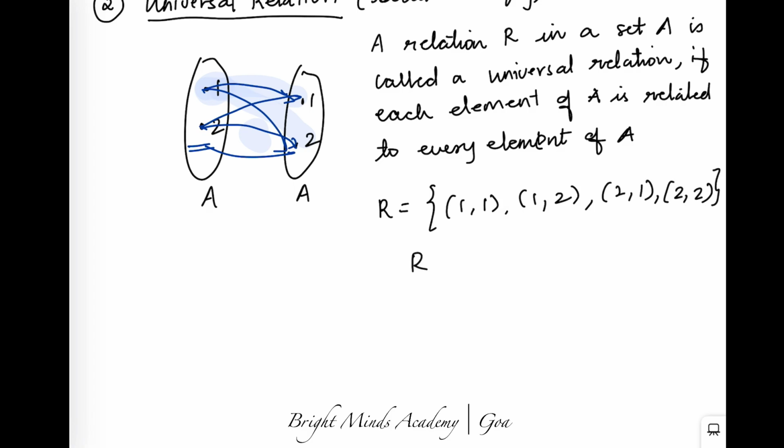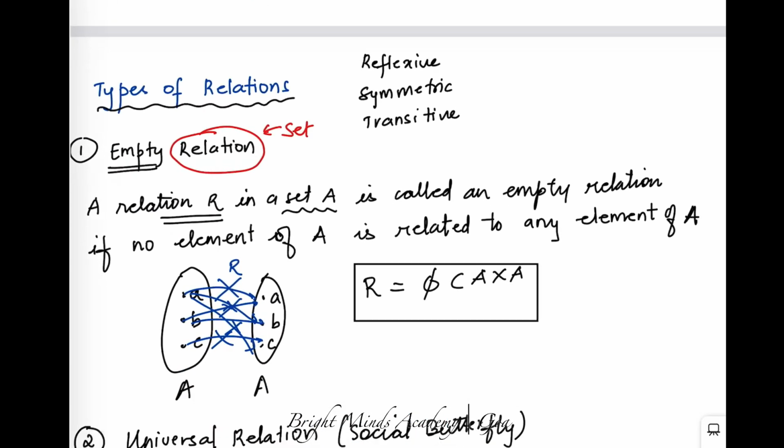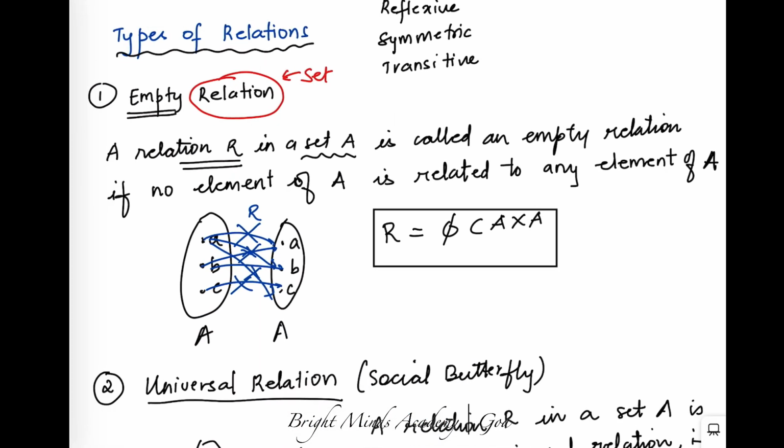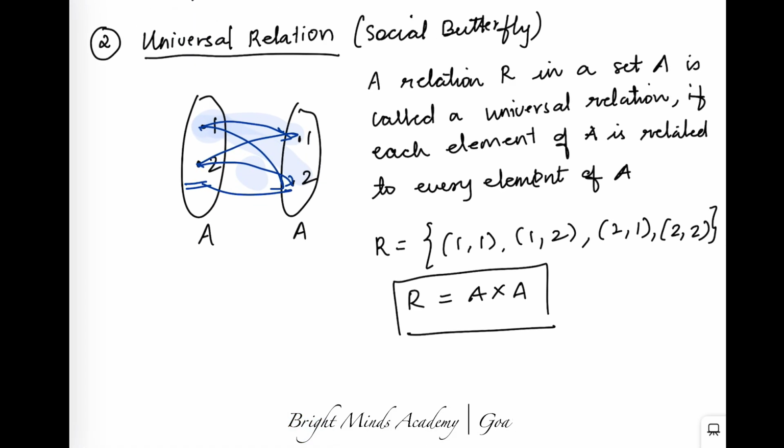Now don't you think this is as good as writing that this is basically the Cartesian product A cross A? So in this case, for a universal relation, R is basically the Cartesian product. It contains all possible combinations of the elements. In the empty relation, R is empty, it does not contain any element, there is no relation at all. In universal, every element is related to every other element in A. So these are the two basic types of relations that we have. Now, the next thing we're going to do is take a few examples.